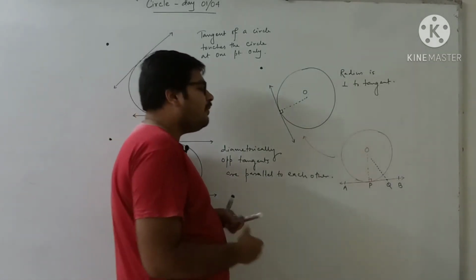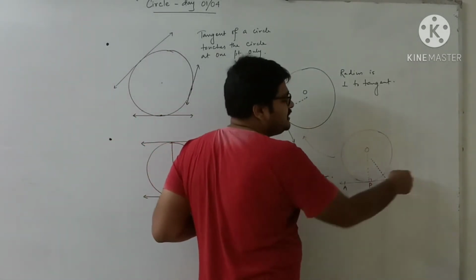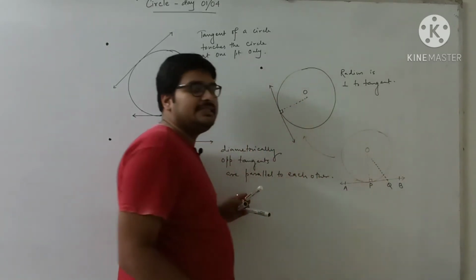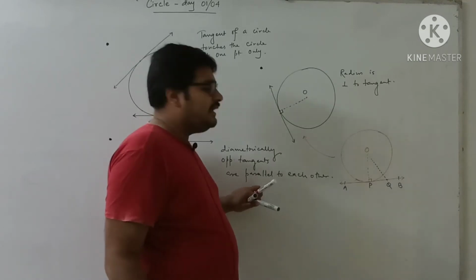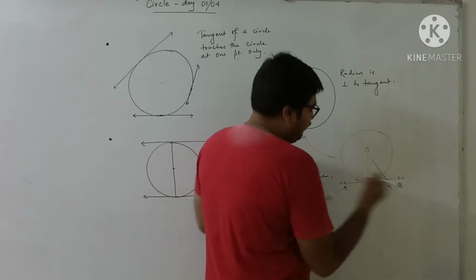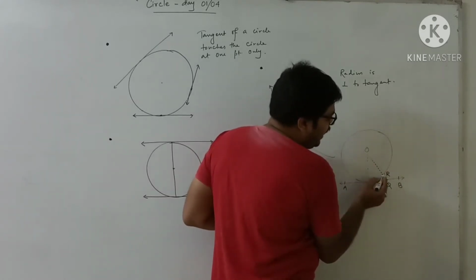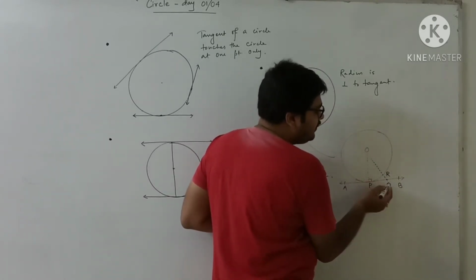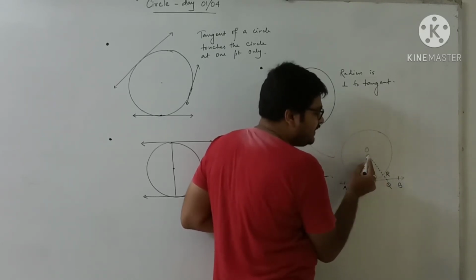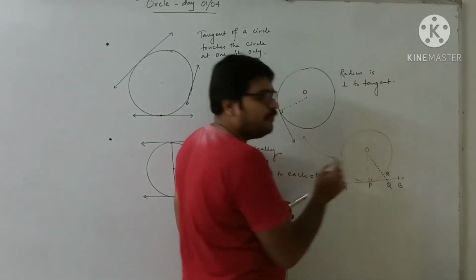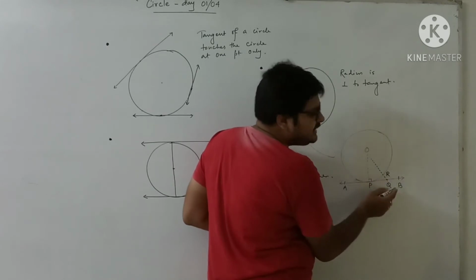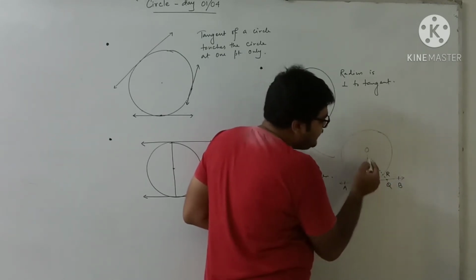Because from O, if I draw so many lines to this tangent, then OP is the radius, but OQ is not the radius. It is bigger than the radius. If I name a point here R, then OQ is OR plus RQ, and OP is equal to OR. So what is the length of OR and what is the length of OP? They are the same. But OQ means OR plus RQ. That means it is bigger than OP.